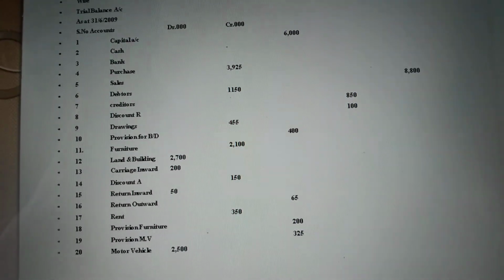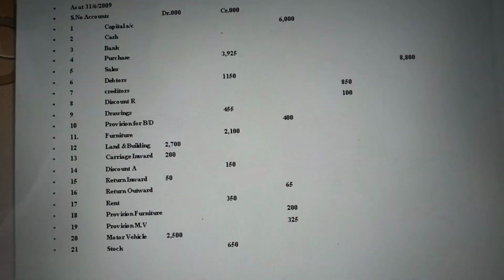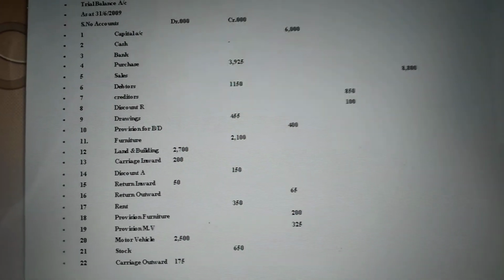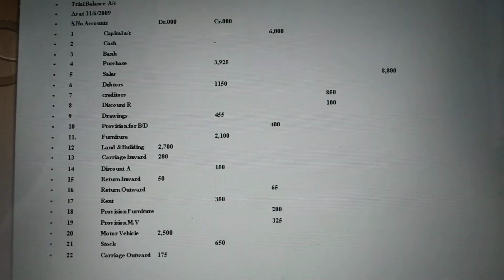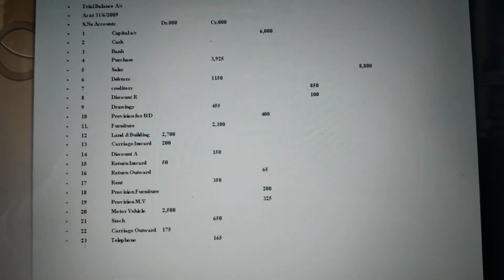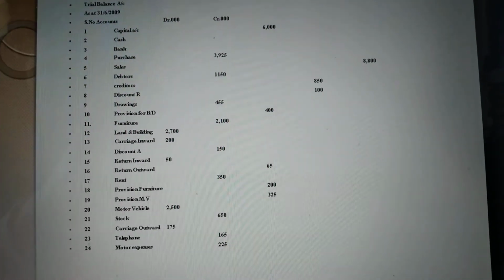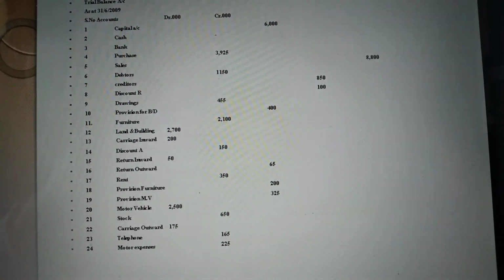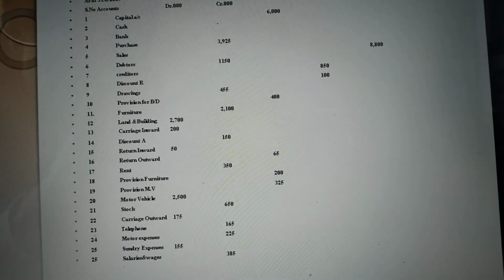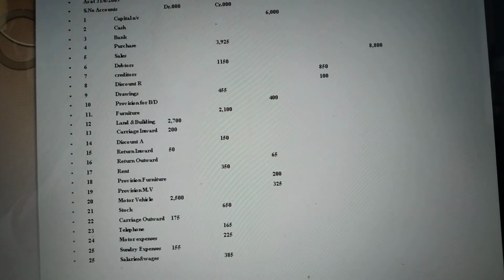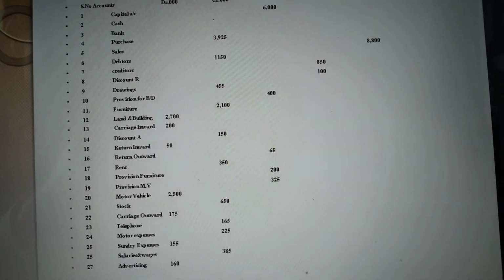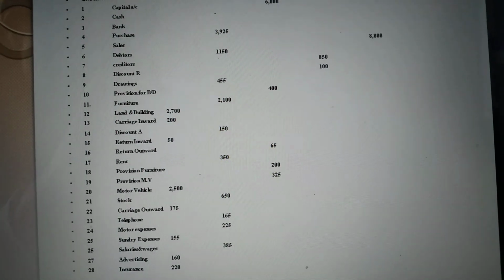Motor vehicle, we debit, it's an asset. Stock, it's an asset, we debit. Carriage outwards, it's an expense, we debit. Telephone, we debit. Motor vehicle, we debit. Expenses, sundry expenses, we debit. Salaries, an expense, we debit. Advertising, that is an expense, you debit. Insurance, expense, you debit.